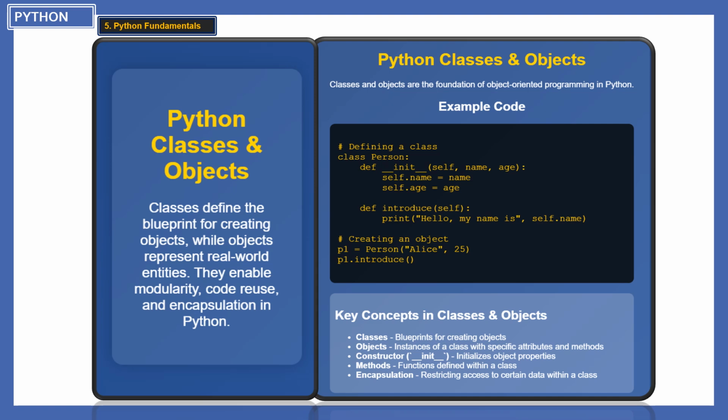A class is a blueprint for creating objects. An object is an instance of a class with specific attributes and methods. The constructor method initializes object properties when an object is created. Methods define the behavior of objects. Encapsulation helps restrict access to certain data within a class. Understanding classes and objects is essential for writing organized and reusable code. Try defining a class and creating objects in a Python editor to see how object-oriented programming works in action.